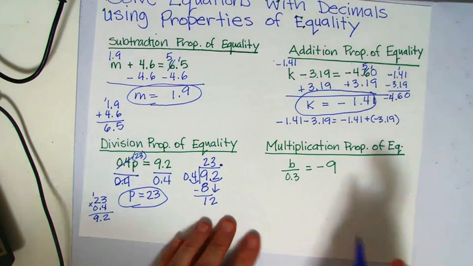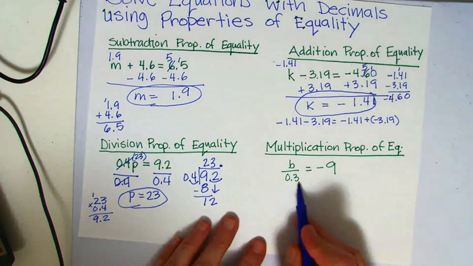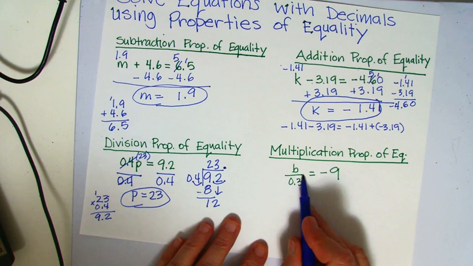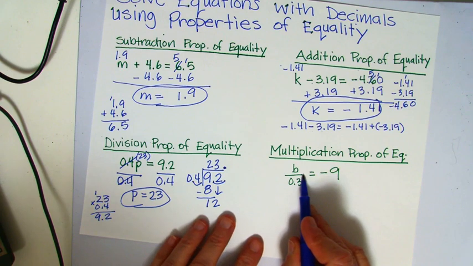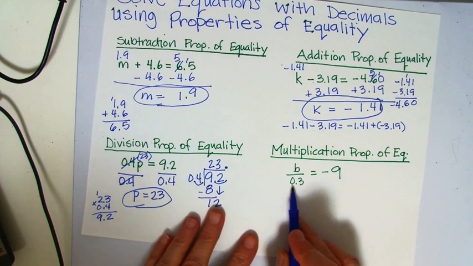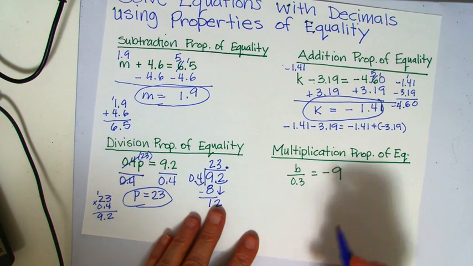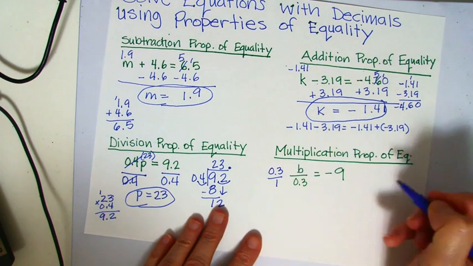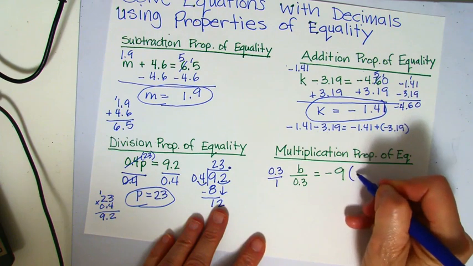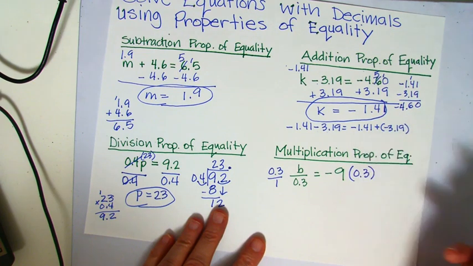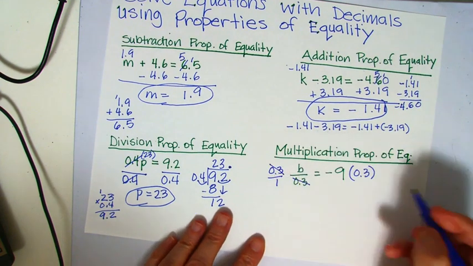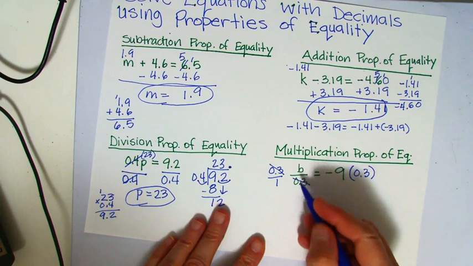In the last problem, I have B divided by 0.3 equals -9. Because this is division, I want to use multiplication because that's the inverse operation. I'm going to multiply both sides by 0.3. On the left side, the 0.3 will cancel, and I'll be left with B.